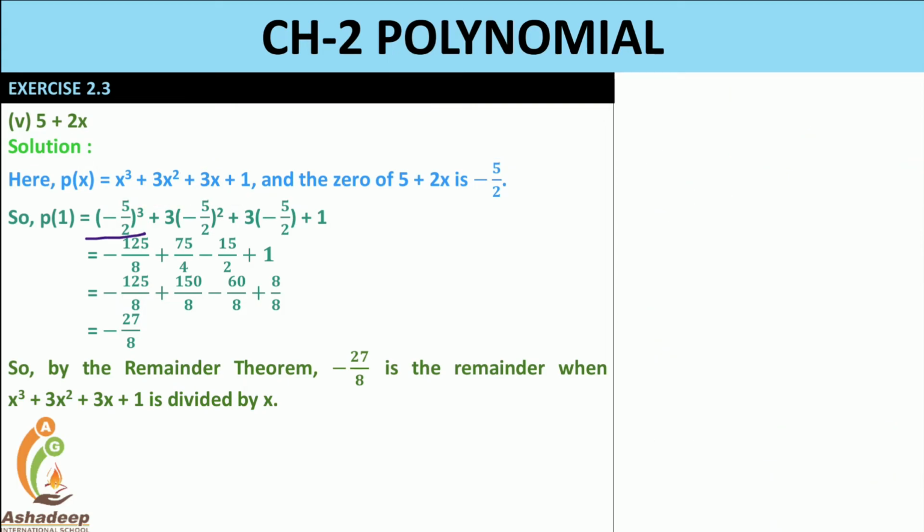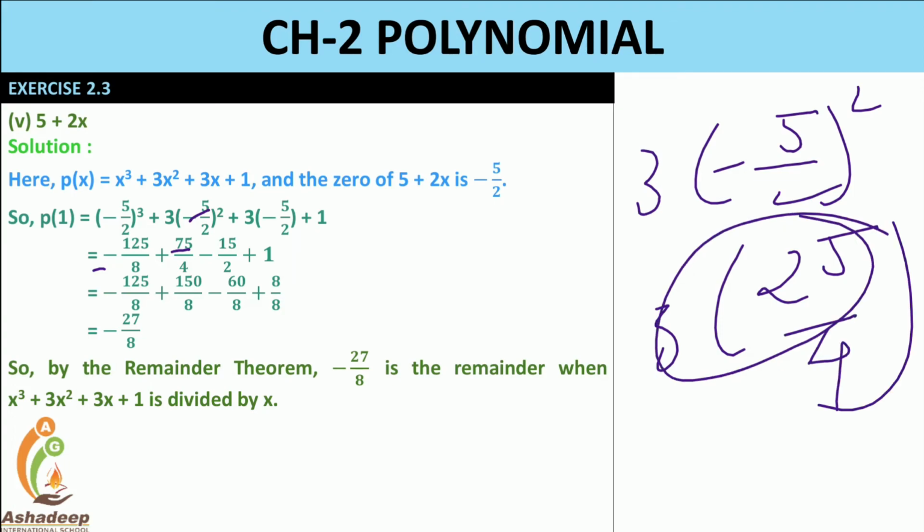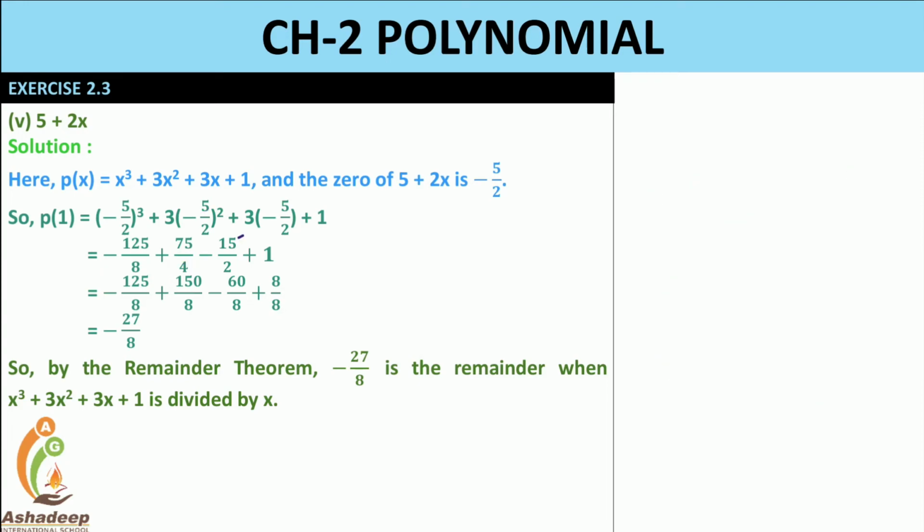So minus 5 by 2 cube, minus 5 by 2 square, minus 5 by 2. Now 5 cube is 125, 2 cube is 8. Now the minus sign appears an odd number of times, so my answer is minus. Now 25, 3 times is 75. See, 3 into minus 5 by 2 square, that is 3 into 25 by 4. Now 25 times 3 is 75, divided by 4. Here 3 times 5 is 15, divided by 2.